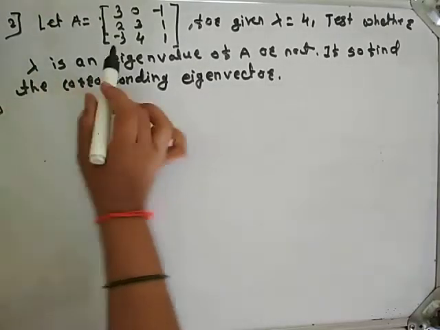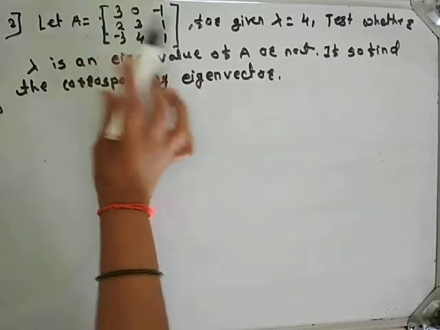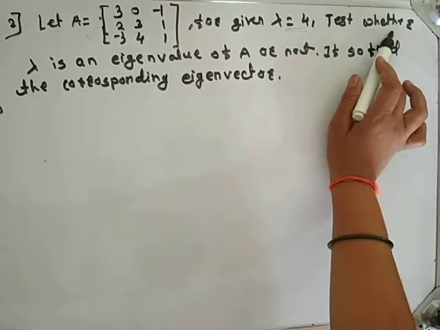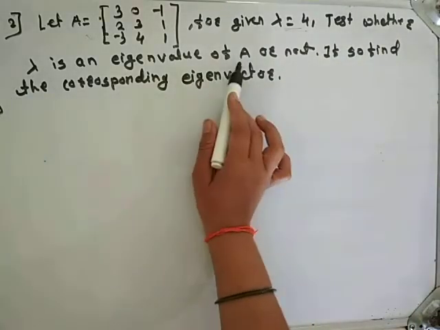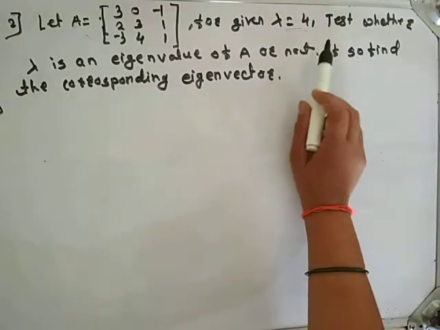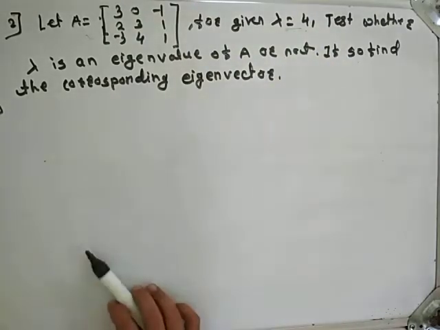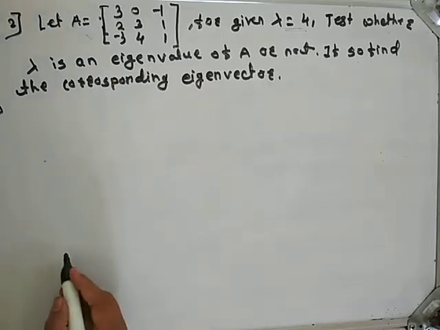Here, second example, let A be equal to this matrix. For given lambda equal to 4, we have to test whether lambda is an eigenvalue of A or not. If so, if lambda equal to 4 is an eigenvalue of A, then we have to find the corresponding eigenvector.